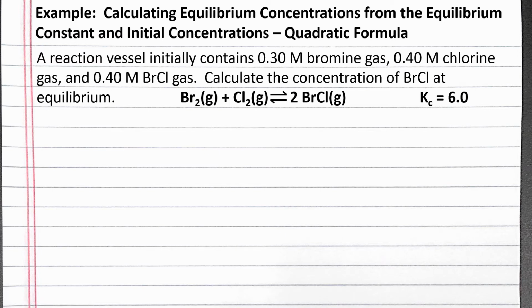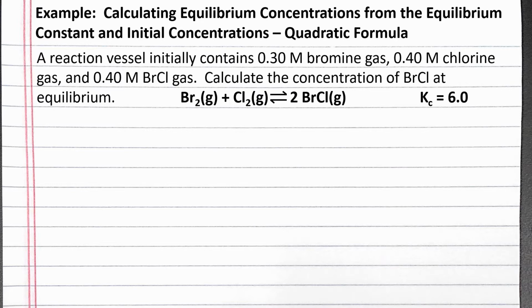In this example, we calculate the equilibrium concentrations from the equilibrium constant and initial concentrations, solving for x using the quadratic formula. Our example reads, a reaction vessel initially contains 0.30 molar bromine gas, 0.40 molar chlorine gas, and 0.40 molar BrCl gas. Calculate the concentration of BrCl at equilibrium.